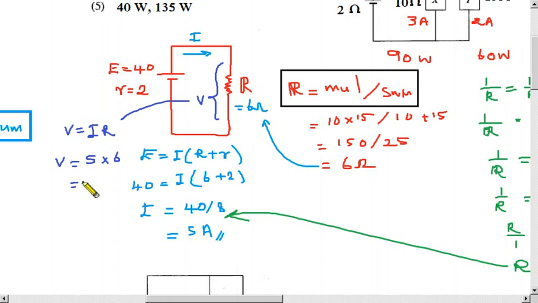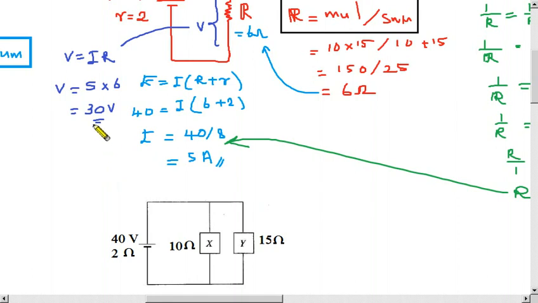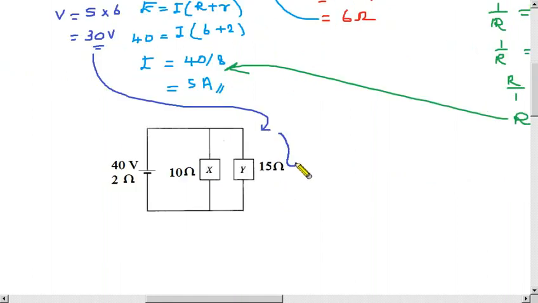then 30 volt. So take that to this diagram now. You can mark that same voltage here for these two resistors, separate, but we write separately, but the voltage is the same, 30 volt.